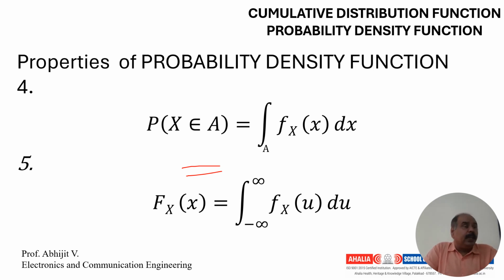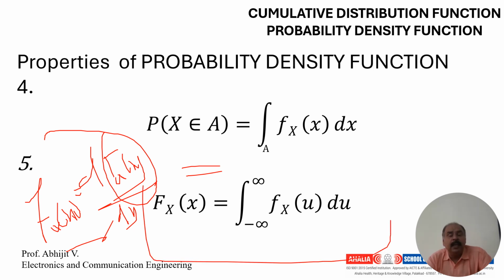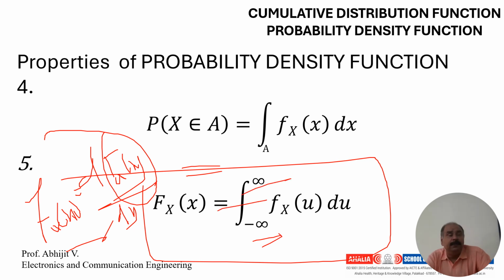And the fifth property is a very important property that connects CDF with PDF. You know that f_X(x) is equal to dF_X(x) by dx. Now from this, if you calculate F_X(x), you will get F_X(x) to be the integral of f_X(u) du between minus infinity and x.